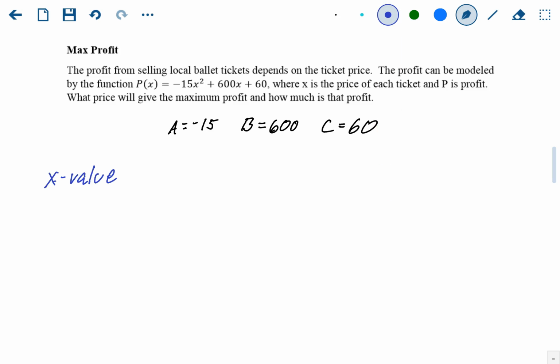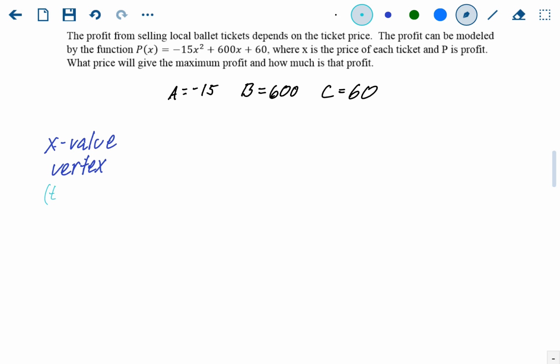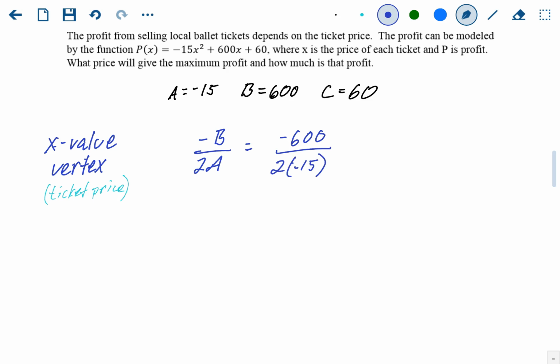What we're trying to do, we're trying to find the vertex maximum. So we're going to have to start with the X value of the vertex. The X value of the vertex represents the ticket price of that maximum profit. So opposite of B over 2A, negative 600 over 2 times negative 15, gives you a ticket price of $20. Negative 600 divided by negative 30.